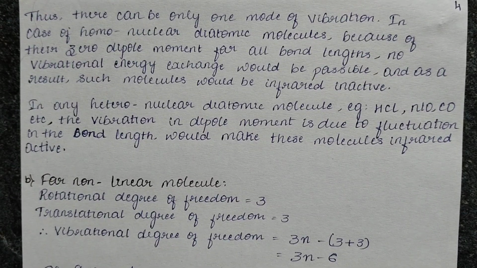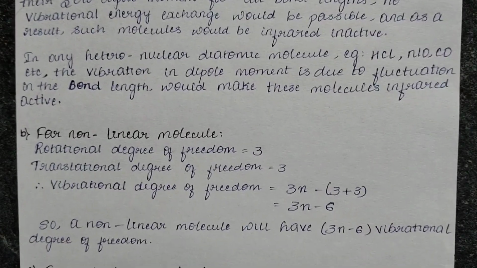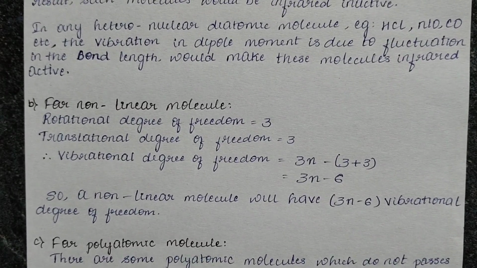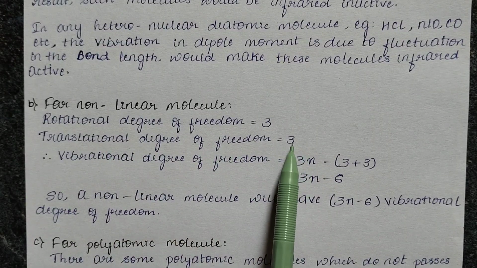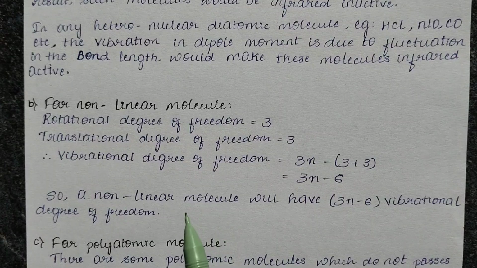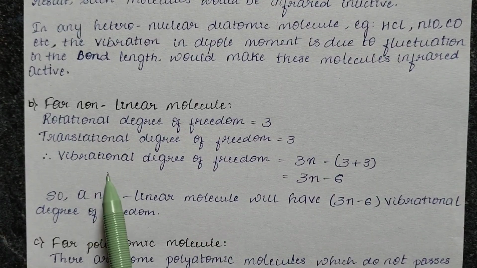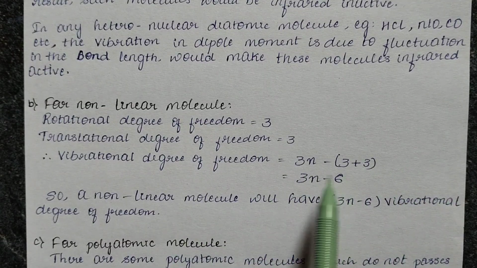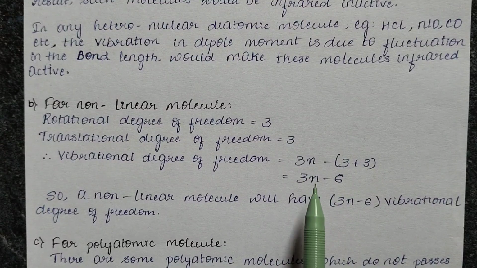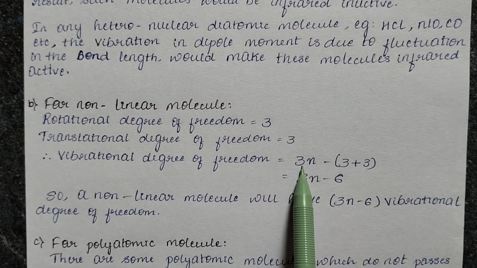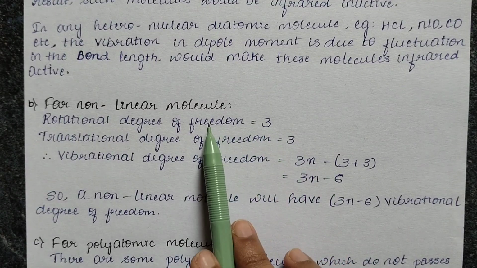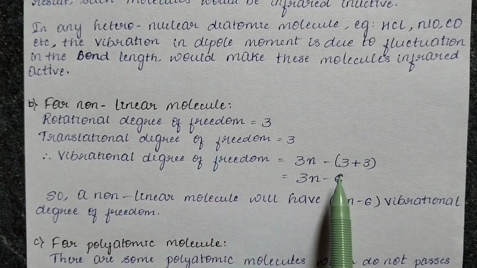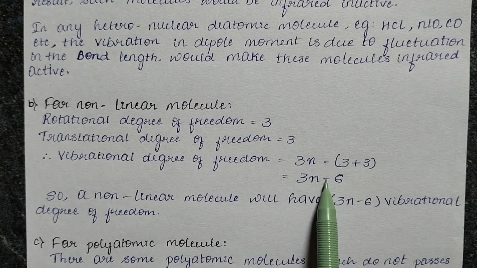Now let us see what the fundamental equation is for a non-linear molecule. When it comes to a non-linear molecule, the rotational degree of freedom will be 3 and the translational degree of freedom will also be 3. Therefore, the formula which we have seen for the vibrational degree of freedom is the total number of degrees of freedom minus the rotational plus translational degrees of freedom. Substituting the respective values, the total number of degrees of freedom a molecule can possess is 3n, minus 3 for rotational and 3 for translational, that is 3 plus 3, which will give us 3n minus 6.